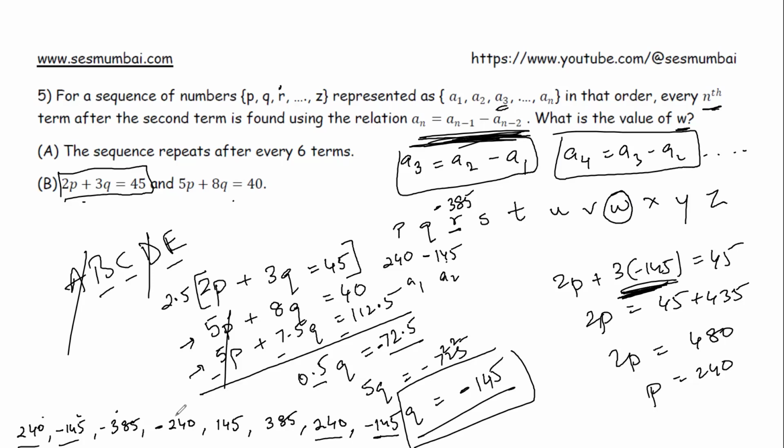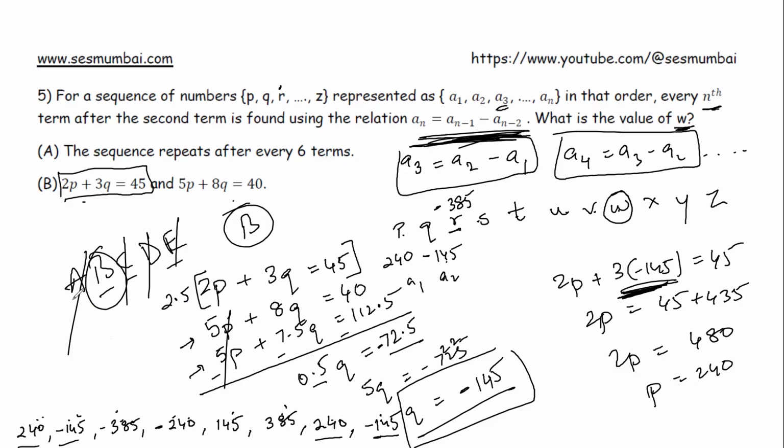So 1, 2, 3, 4, 5, 6. And they're asking what is the value of W? So you can figure out the value of W. W is first, second, third, fourth, fifth, sixth, seventh, eighth. 1, 2, 3, 4, 5, 6, 7, 8. So the value of W is negative 145. You can get to the answer. I just solved it, just to explain it to you. So clearly B gives us the answer. C and E are out. So the fifth one is B. Okay.